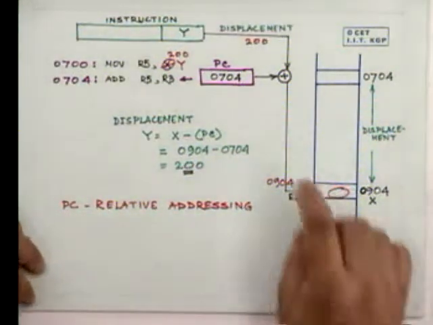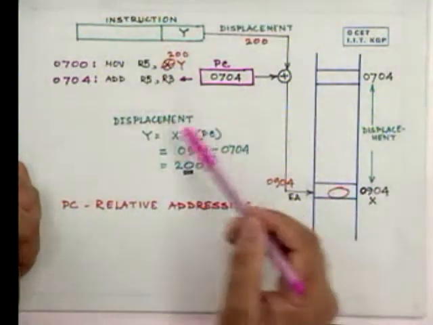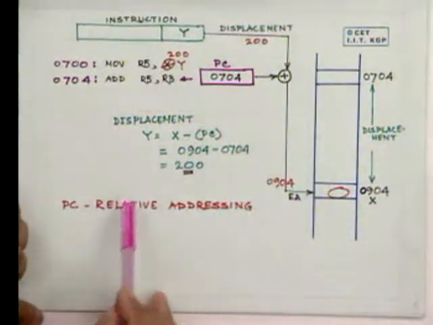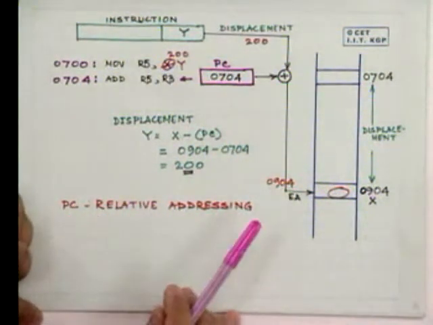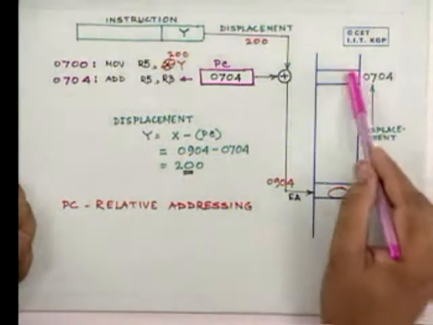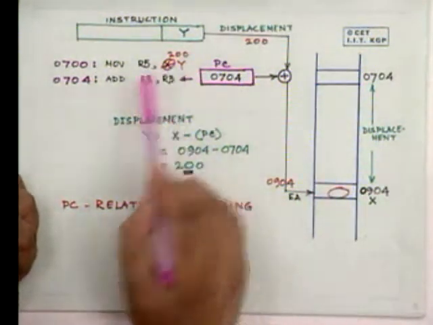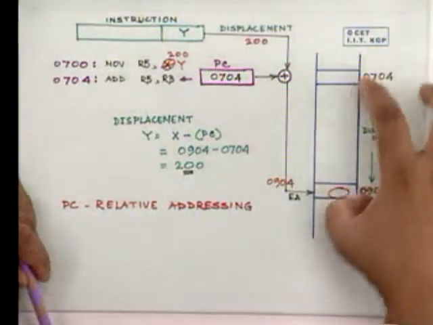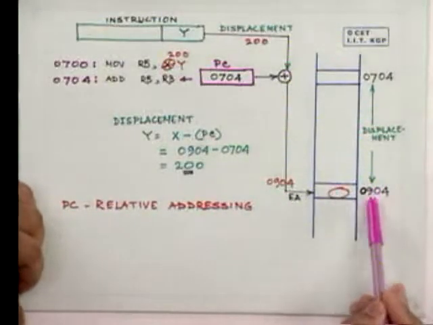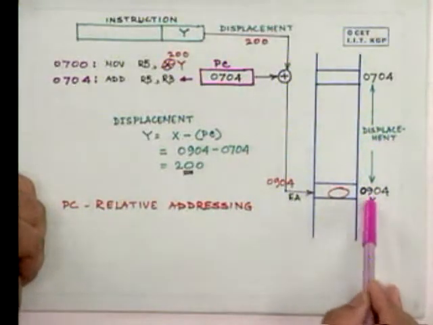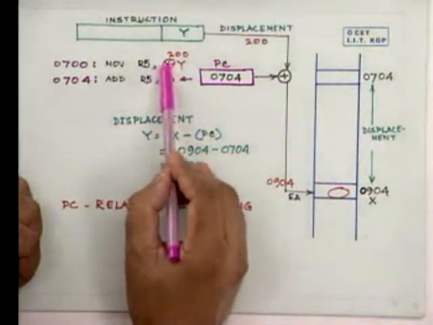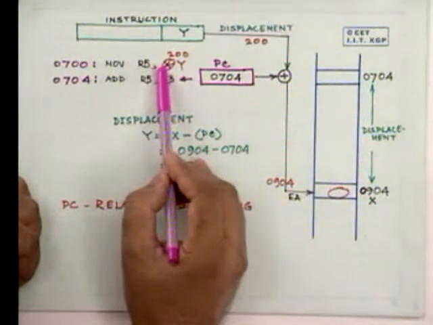Now this is displacement with respect to the program counter, and therefore we call it a PC relative addressing. Now the advantage of this PC relative addressing over direct addressing is this. Say for example, sometimes in the case of a multi-programming environment, if you want to shift this program somewhere else, right, then the absolute address of x, which is 0904 now, will change, okay, and therefore you'll have to make a change here if you want that the program runs correctly.